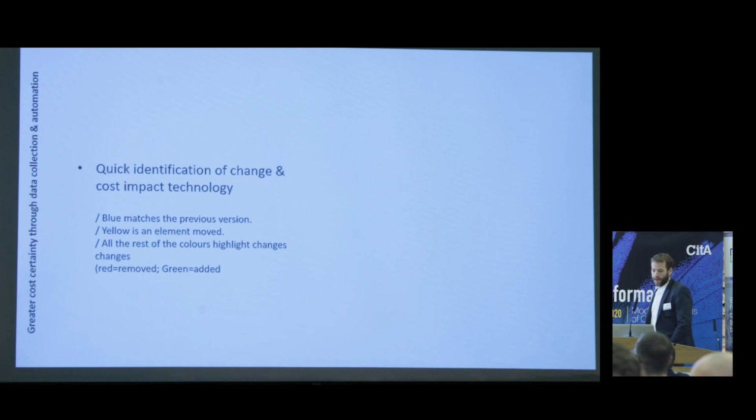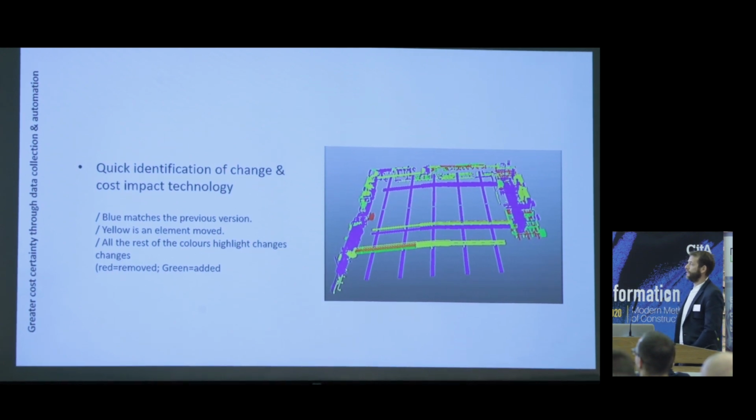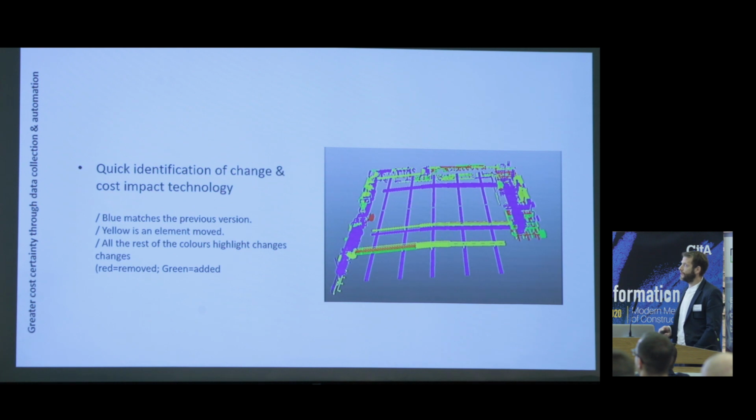Quick identification of change and cost impact technology. Here's an example of a ventilation model from a project we're working on. The blue is the previous version, as in nothing has changed. The yellow is the previous version with elements that have moved slightly, and all the rest is a change. This is detailed design in the very last weeks of delivery, and you can see the amount of change that has happened in that period.